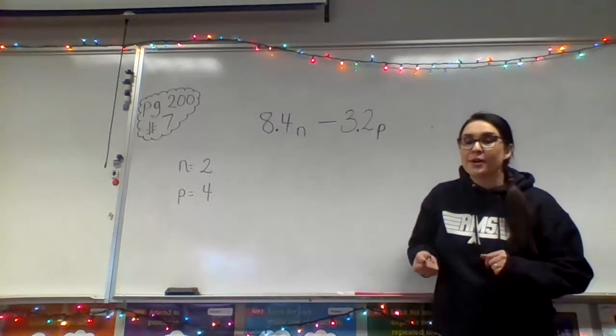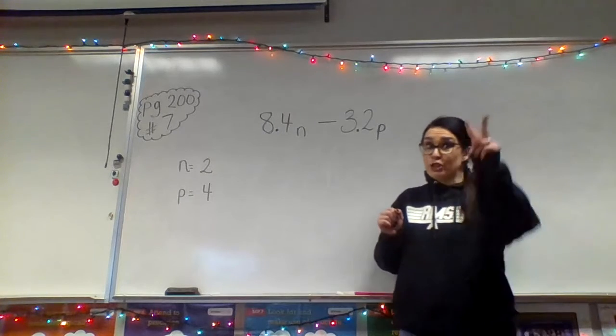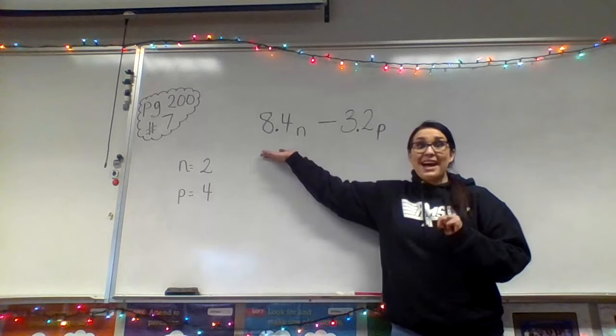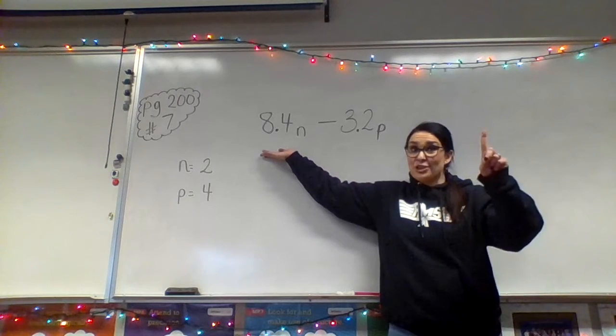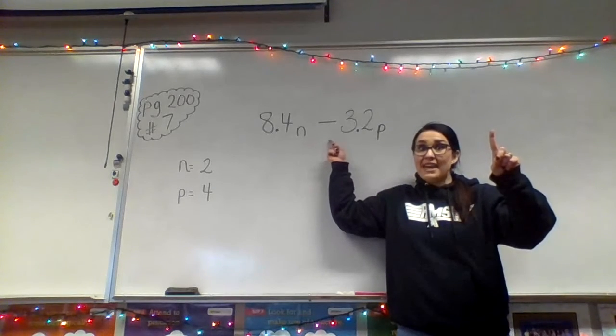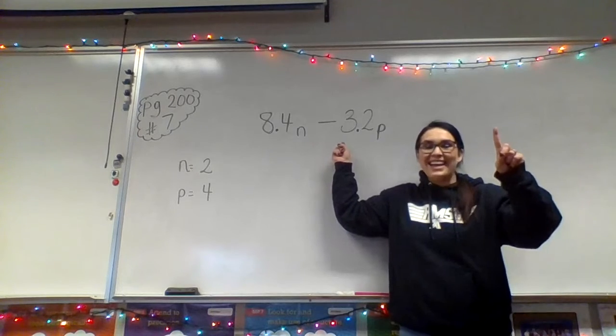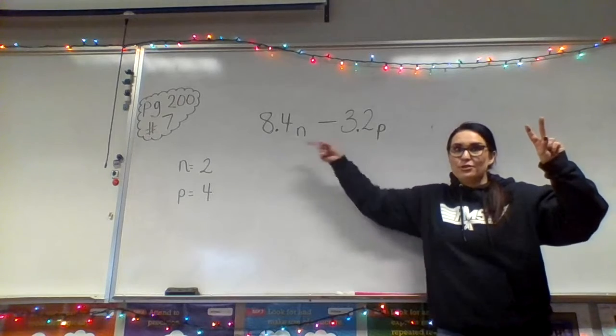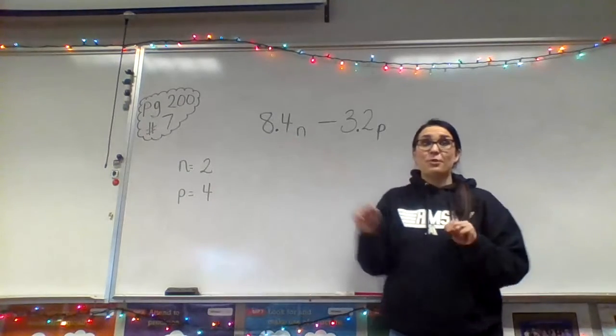Now, a couple things. Remember, we have two terms in this expression. We have 8 and 4/10 n, that's term 1. It's separated by that subtraction sign. And then our second term is 3 and 2/10 p, right? So two terms here, both a coefficient with a variable.